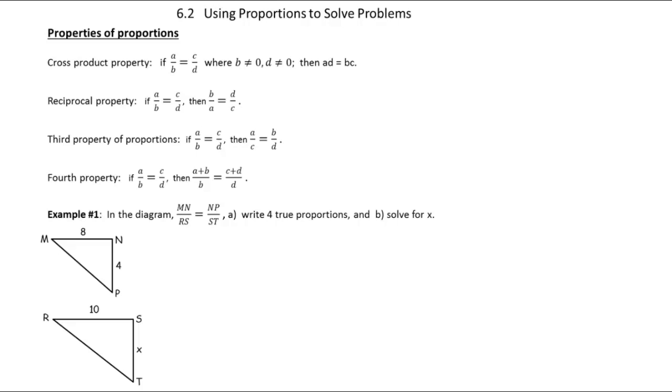The first one is called the cross product property. The cross product property says if I have a ratio of A over B, and it equals C over D, where B and D both cannot equal 0, and that's because they're in the denominator of a fraction. Remember that we can't divide by 0. Then we know that if we cross multiply, AD is going to equal BC. So A times D is going to equal B times C.